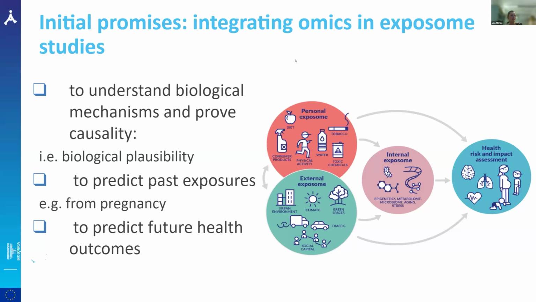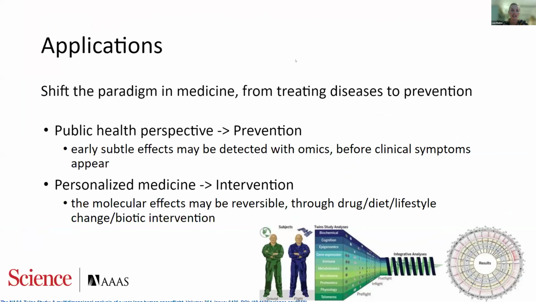And the third objective, we aim to predict future health outcomes before the clinical symptoms appear. Here, the main focus is prevention of disease. So through omics, can we detect early markers of disease and the impact of exposures on it? So this is very much linked to the shift of paradigm in medicine to personalized medicine, from treating disease to prevention.